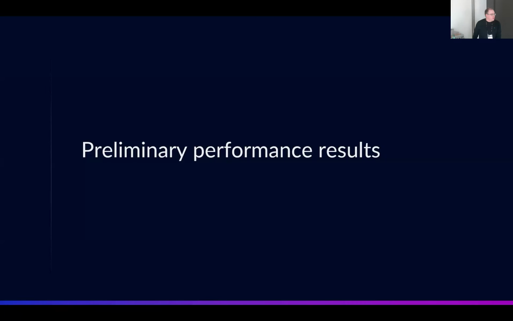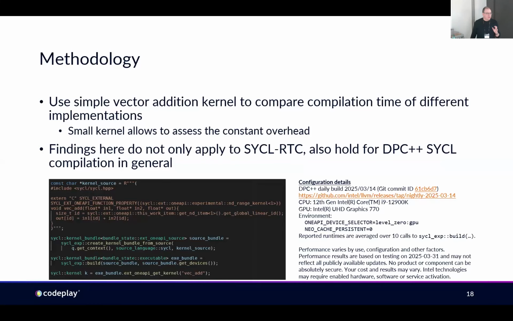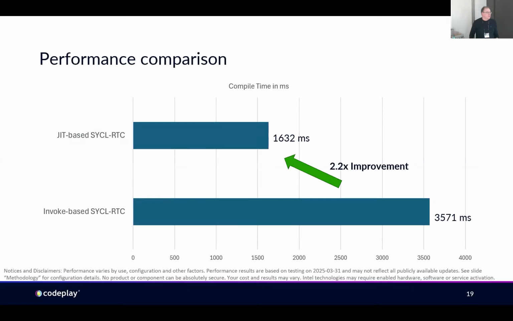All right, yeah, let's talk about performance. So we were looking mostly at the overhead that this compilation will incur. We are using a very simple vector addition kernel to just compare the compilation times between the different implementations. And what we measured on my machine was that the invoke-based implementation does 3.5 seconds overall, and the new in-memory pipeline does the same thing, and even more because it supports more features, in 1.6 seconds. So yay, 2.2x improvement, but still 1.6 seconds for a simple vector kernel still feels like a lot.